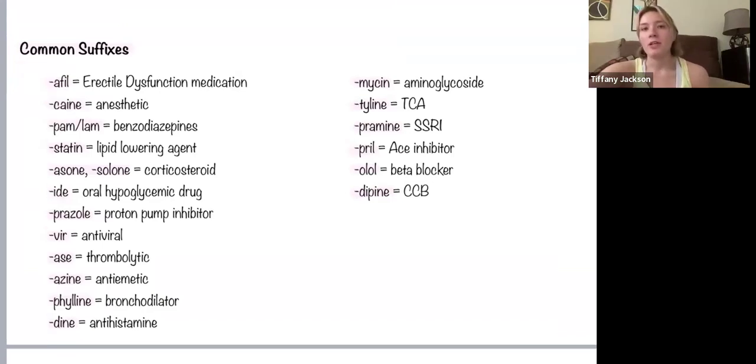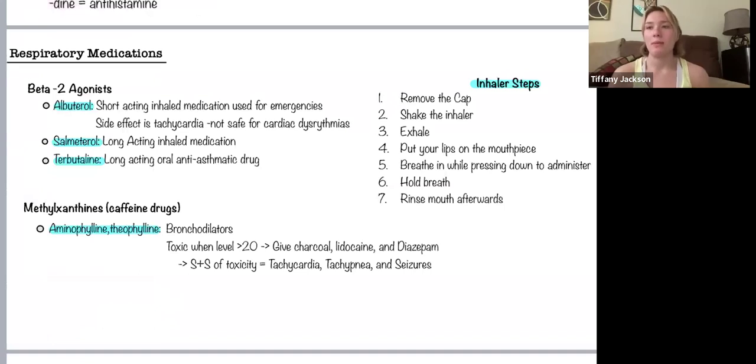Alrighty. First thing we're going to talk about is our respiratory medications. So first up is our beta-2 agonists, okay? We've got albuterol, salmeterol, and terbutaline. It's just important to know when we give certain medications, because albuterol is short-acting, it is used for our emergencies.